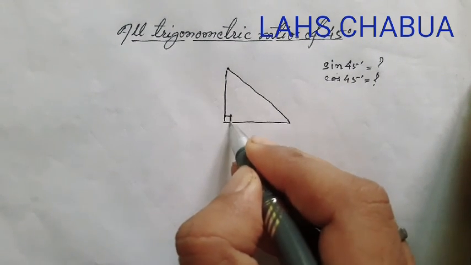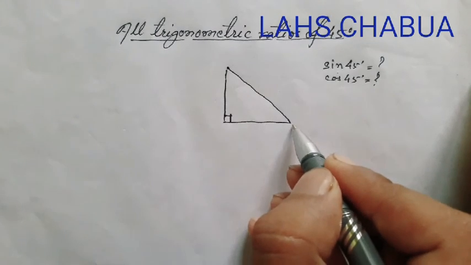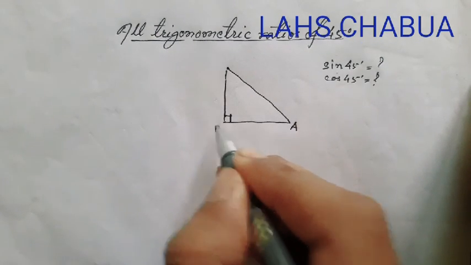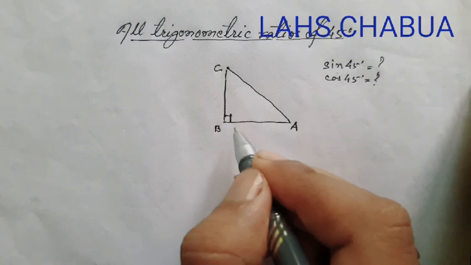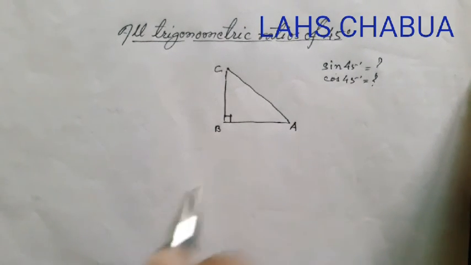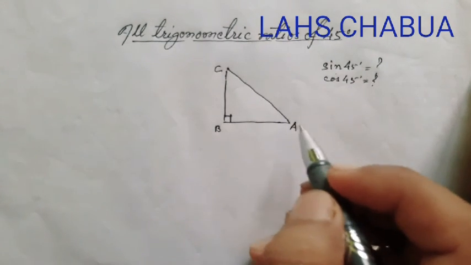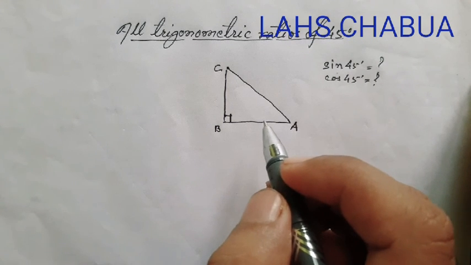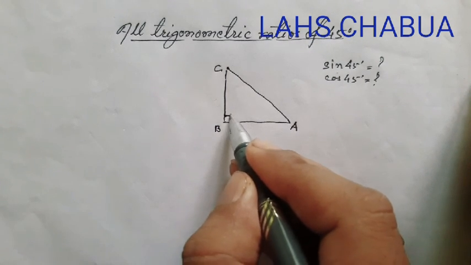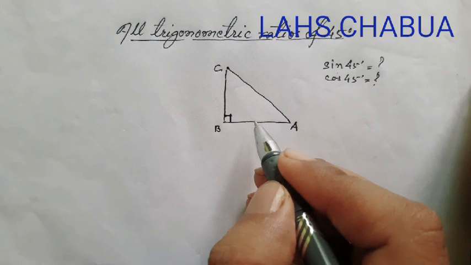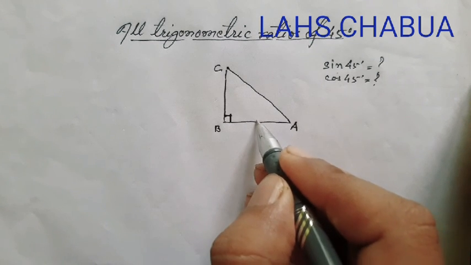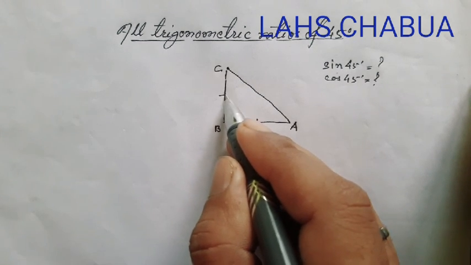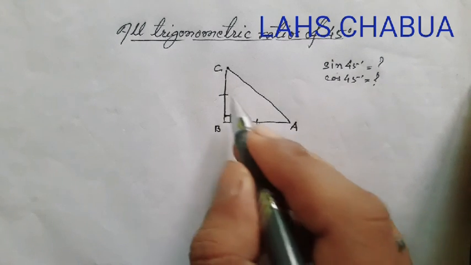See, this angle is 90 degree. I would like to name it A, B, C. This is our right angle isosceles triangle. Right angle at B and isosceles, that means, as you know the definition, isosceles has two equal sides. So we are assuming these two sides of the triangle are equal.